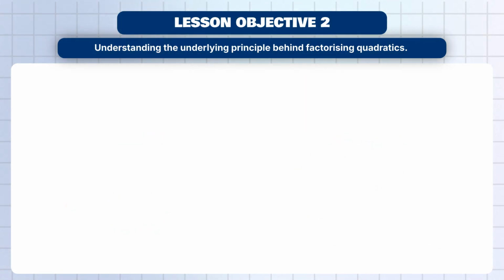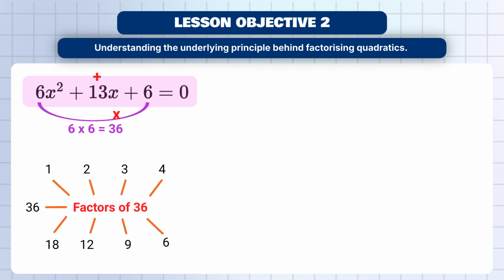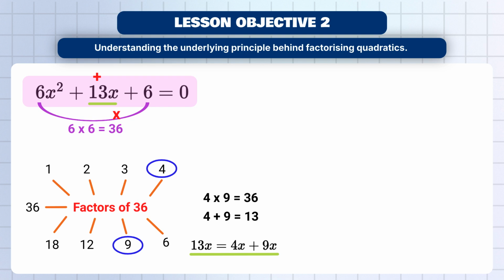Let us now examine the more complex case where the coefficient of x squared is not 1. Suppose we have 6x squared plus 13x plus 6 equals 0. First, we start by multiplying the coefficient of x squared and the constant together. This gives us 36. Then we want to find two numbers that multiply to give 36 and add up to 13. By examining the factors of 36, we find that 4 times 9 equals 36 and 4 plus 9 equals 13.